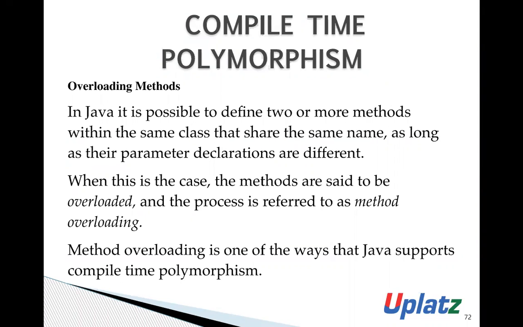In Java, it is possible to define two or more methods within the same class that share the same name as long as their parameter declarations are different. When this is the case, the methods are said to be overloaded, and this process is referred to as method overloading. Method overloading is one of the ways that Java supports compile time polymorphism.